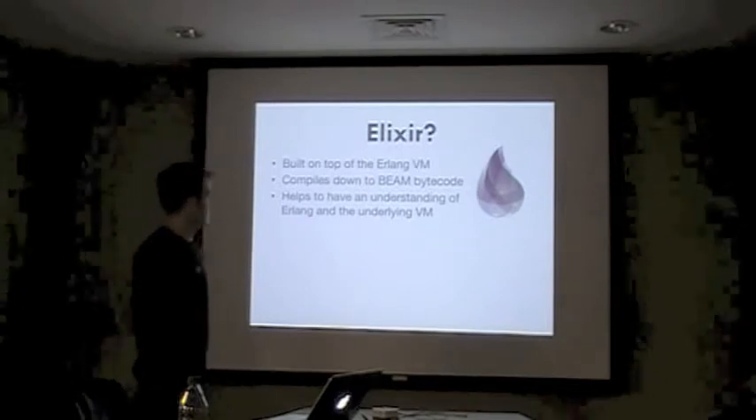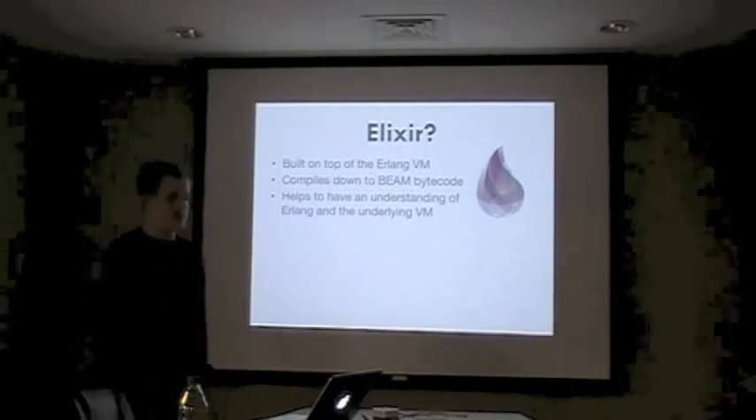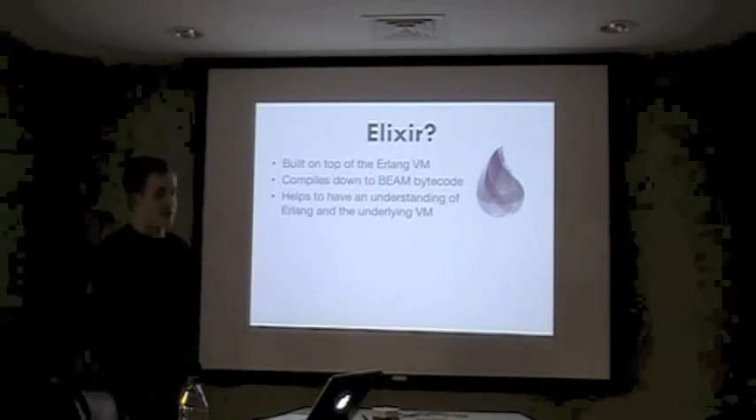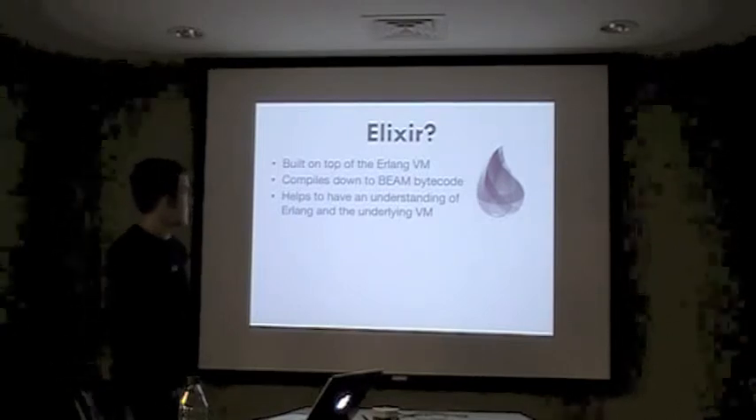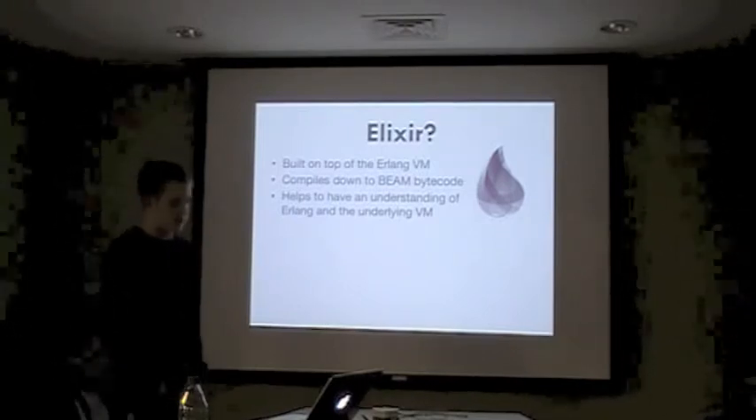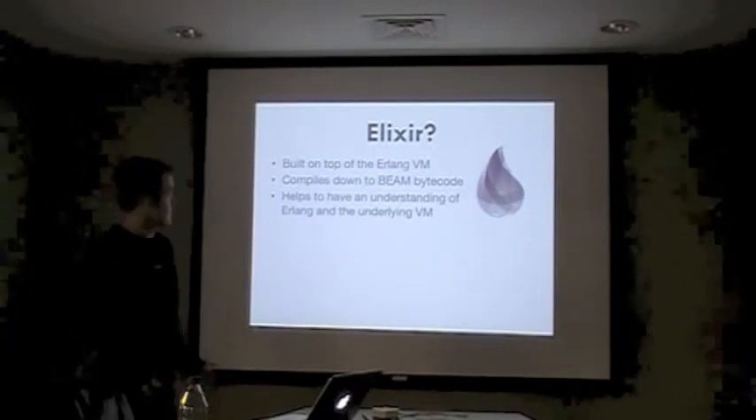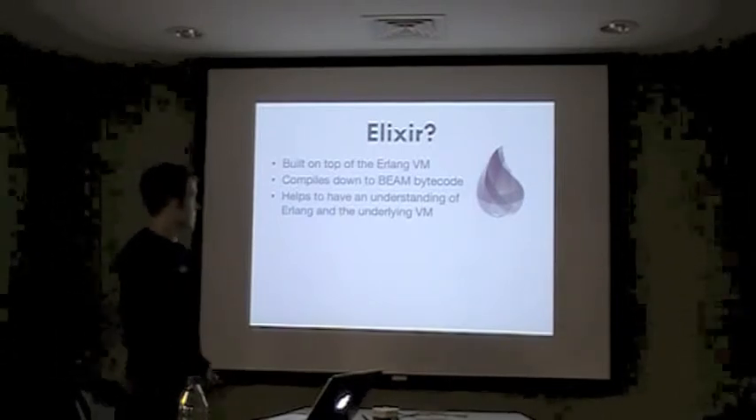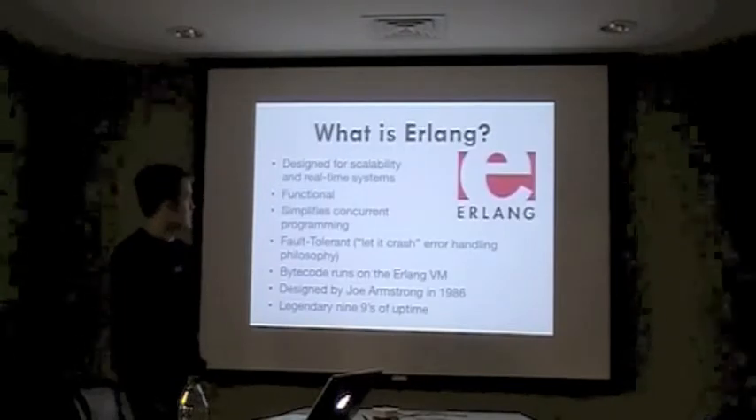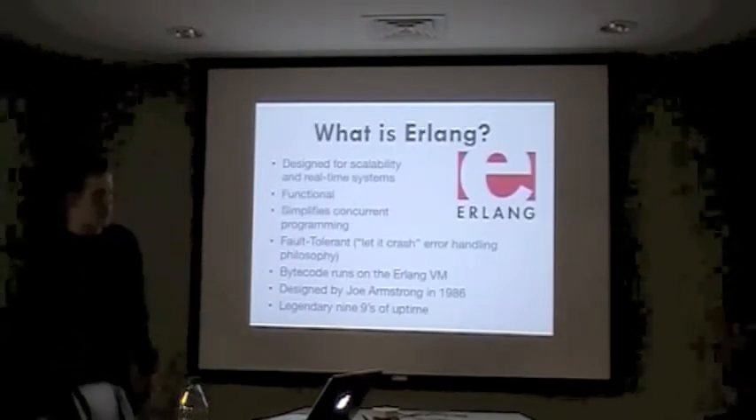And so to get started with Elixir, this is just a brief overview of it. Elixir is a programming language that's built on top of the Erlang VM. It compiles down to bytecode that can be run by the Beam virtual machine, or the Erlang virtual machine. And so because it's closely related to Erlang and it compiles down to the same bytecode, it helps to have an understanding of what Erlang is.